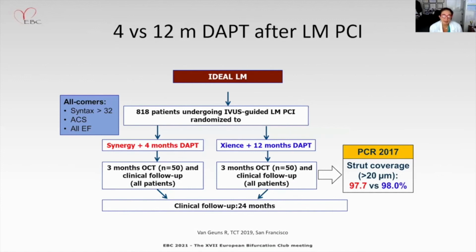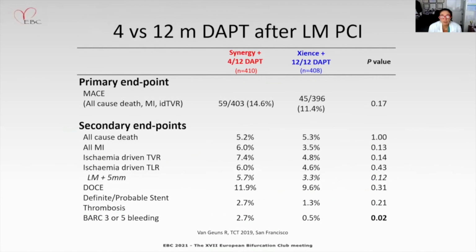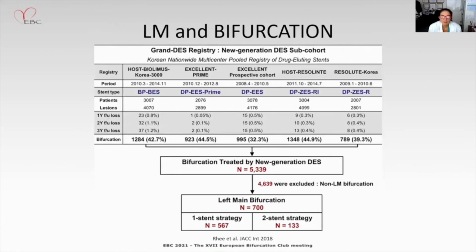In ideal left main, which was an 800-patient study, where the Synergy stent was married to only 4 months of DAPT versus Xience with 12 months of DAPT, with a clinical follow-up in these patients, we didn't really see a differential benefit. In fact, there was a little bit higher trend of all-cause death, MI and ischemia-driven revascularization in Synergy plus 4 months of DAPT instead of 12 months. And I think you saw that really it was about the fact that bleeding is what matters, and still higher bleeding in the Synergy 4 versus 12 months. We saw that as well.